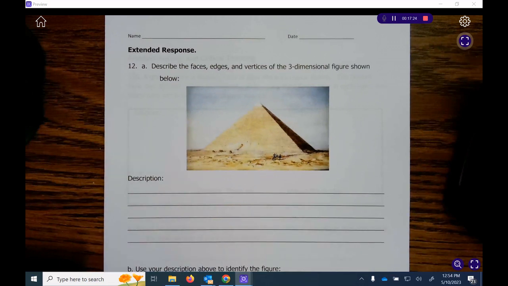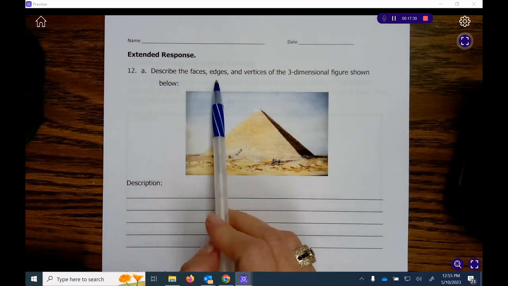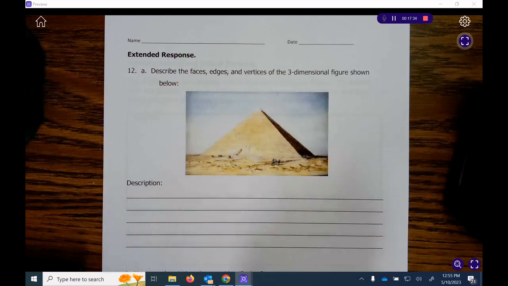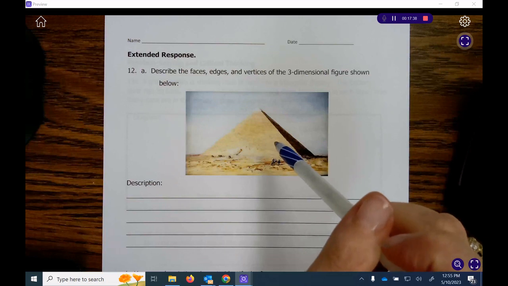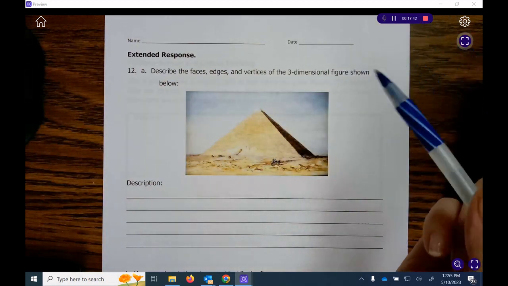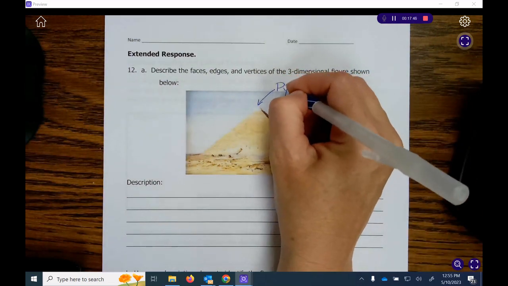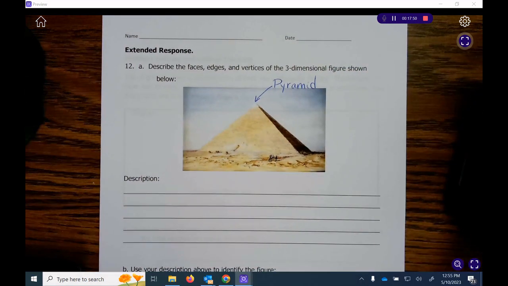Question number 12. All right, now for question number 12, it says describe the faces, edges, and vertices of the 3-dimensional figure shown below. You're going to have to decide, and you can go with 2 different answers here. It is definitely a pyramid because it comes to a point.